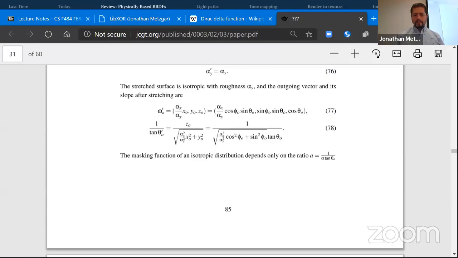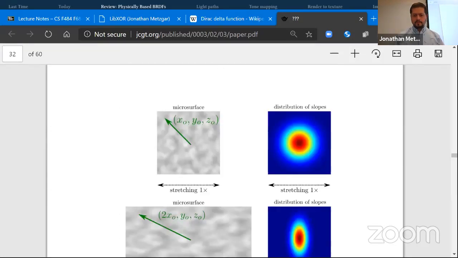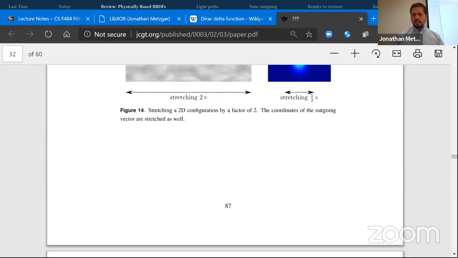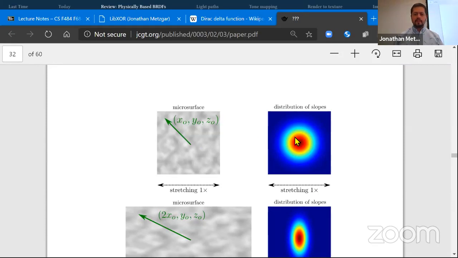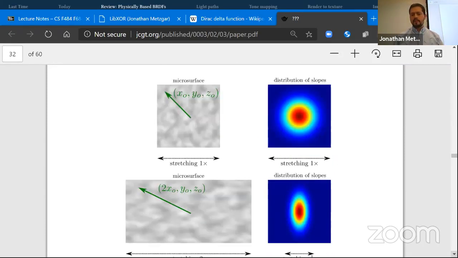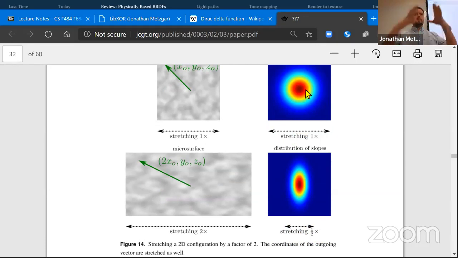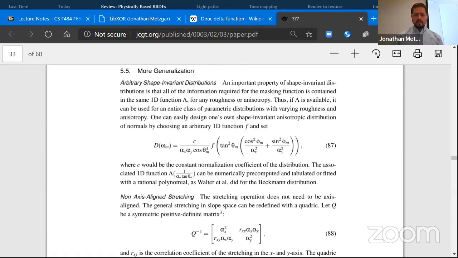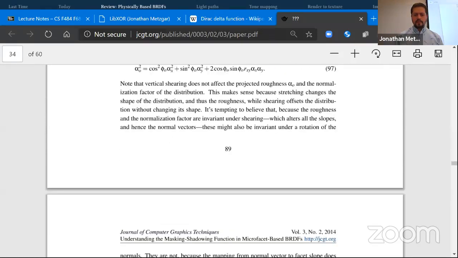I have to say this guy did a lot of work. This is the anisotropic. With anisotropic scattering, instead of getting circular patterns, you end up getting elliptical patterns, and so he's trying to generalize this model.